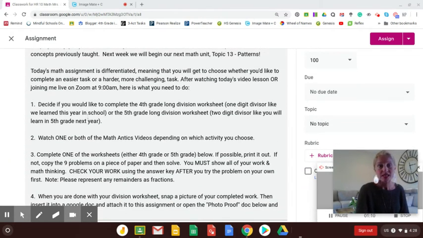When you're done watching the video, here's what you're going to need to do. The first thing is that you're going to decide whether you're going to complete the fourth grade long division worksheet with a 1-digit divisor like we learned this year in school, or the fifth grade long division worksheet, which would involve 2-digit divisors. You haven't learned it yet, but you will in fifth grade. In fact, it's heavily focused on in fifth grade. So if you're up for the challenge, it would be a great thing to do because it's going to really prepare you for what you're going to see next year in math.